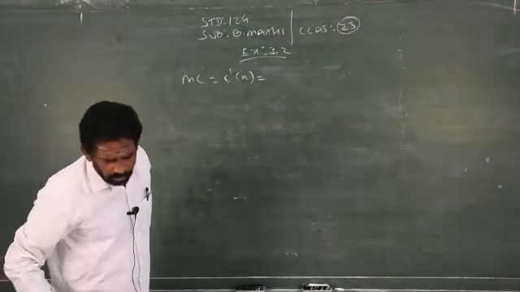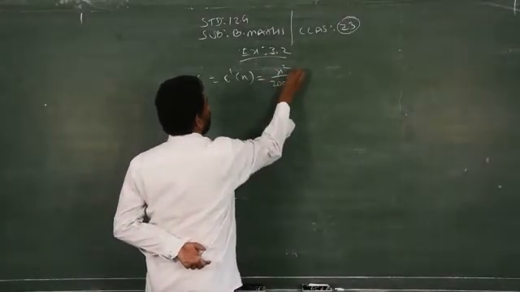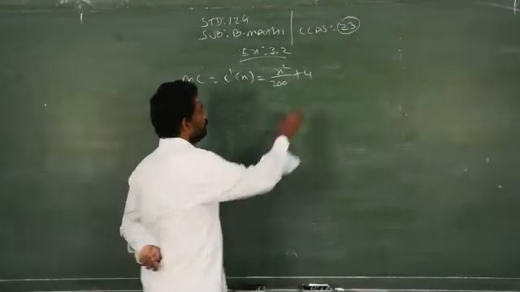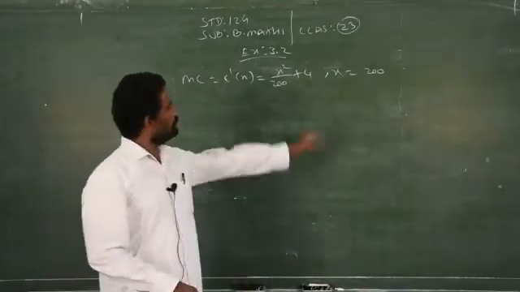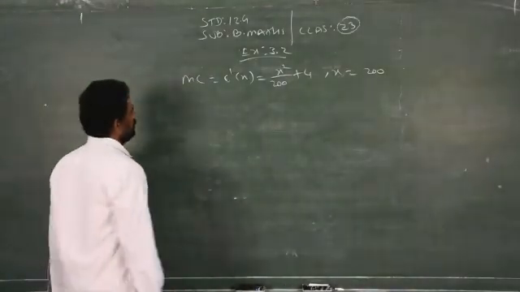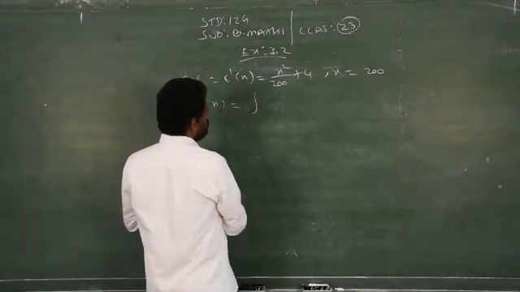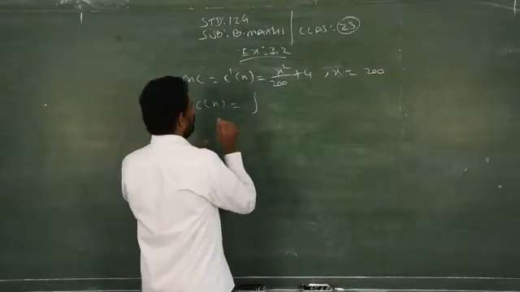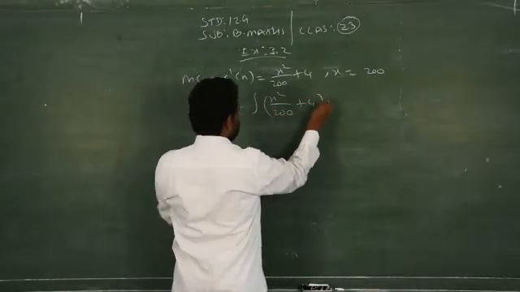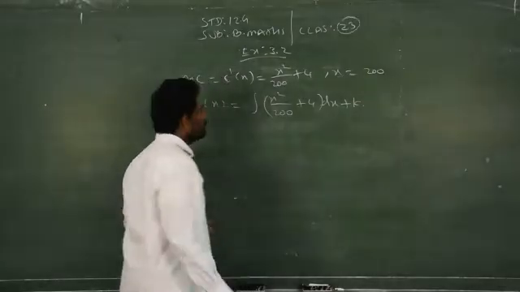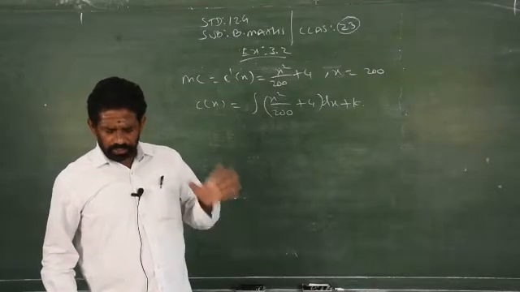What is given there? X square by 200 plus 4. Number of units produced, 200. So, you are asked to find the cost of producing how many air conditioners? 200 air conditioners. Now the question is, what type of integration are you supposed to apply, whether indefinite or definite integral? The question is very simple. Determine the cost of producing the 200 air conditioners.